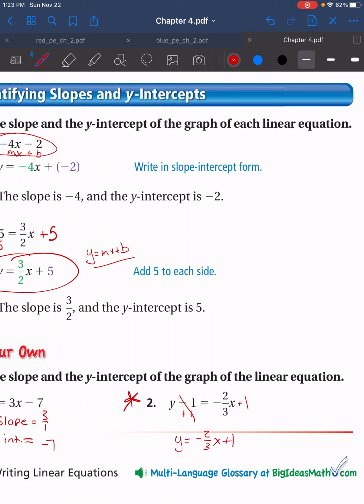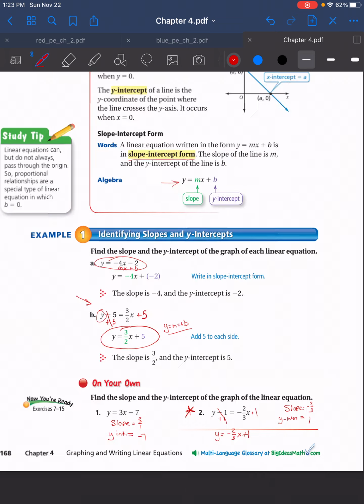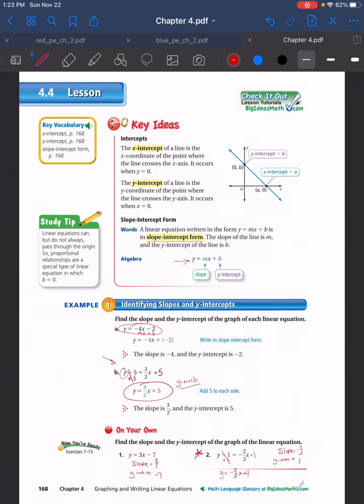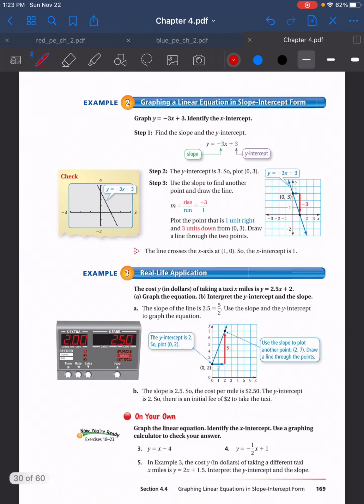Now is it in slope-intercept form? It is. So now I can tell you what the slope is. Slope is negative 2/3. And I can tell you what the y-intercept is. The y-intercept is 1. Okay? I need you to remember, you have to change these ones into slope-intercept form. You can't just start guessing, okay? Change them first, then tell me what the slope is. Okay.